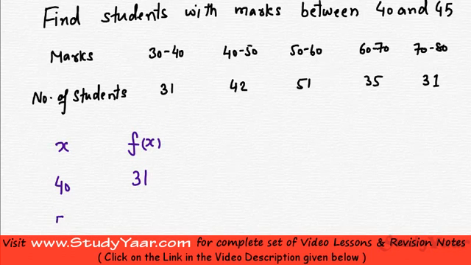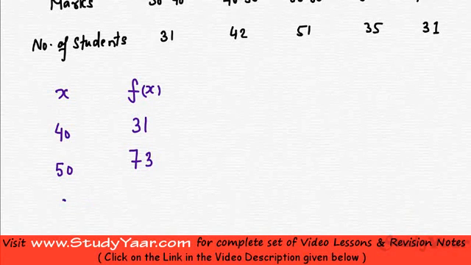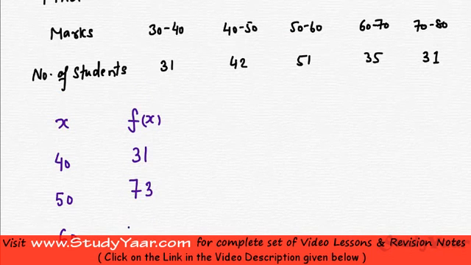Similarly, your f of 50 is the number of students who have got less than 50. So it is 42 plus 31. 30 to 40 is also less than 50, 40 to 50 is also less than 50. So you have 73 students who have got less than 50. So basically we are creating a cumulative frequency table. So you just add them up. Similarly, what is your f of 60? It is going to be 73 plus 51, which is 124.